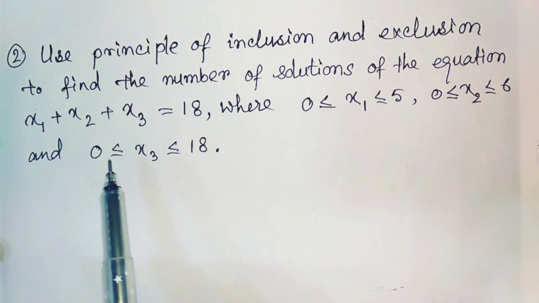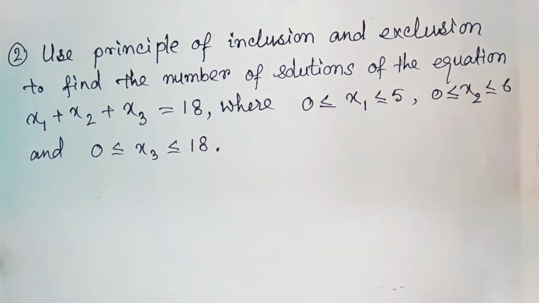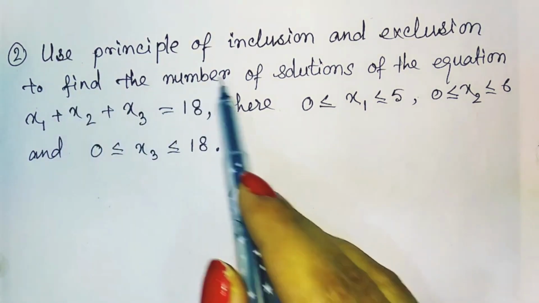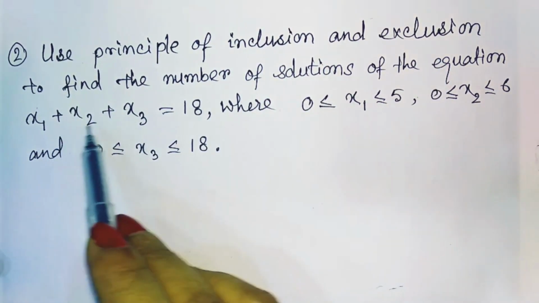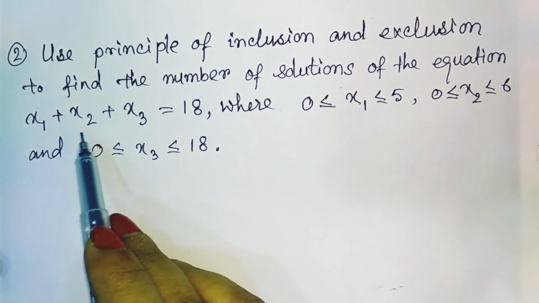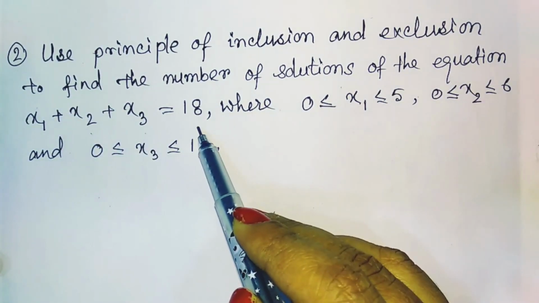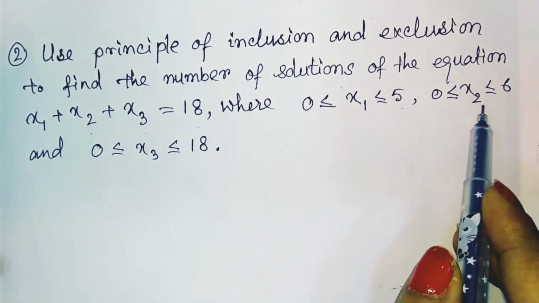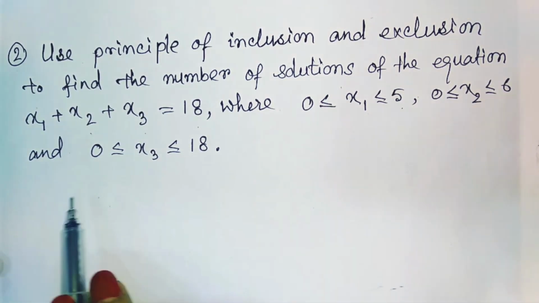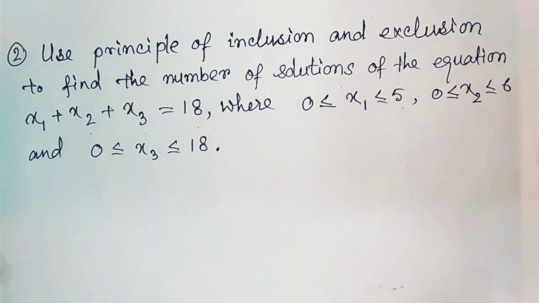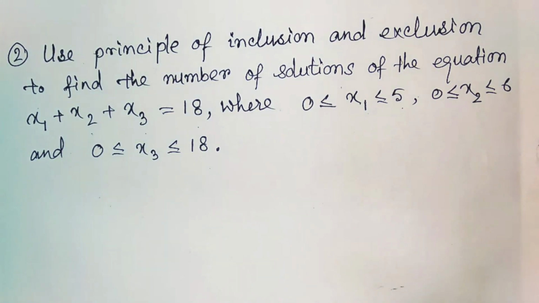Now, one question, which is the do-by-yourself question for you according to the previous problem. The same type of problem is here and it has to be solved by you. So the question is, use principle of inclusion and exclusion to find the number of solutions of the equation x1 plus x2 plus x3 is equals to 18, where x1 lies in between 0 to 5, x2 lies in between 0 to 6 and x3 lies in between 0 to 18. So I am waiting for the answer. Thank you.